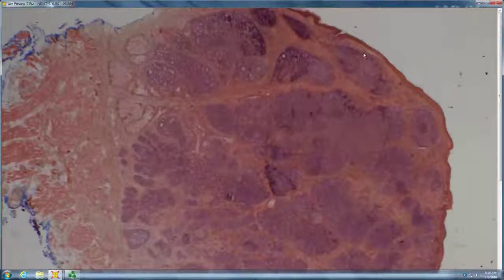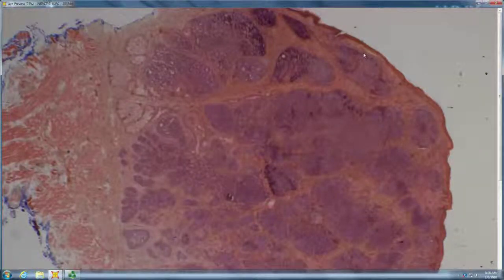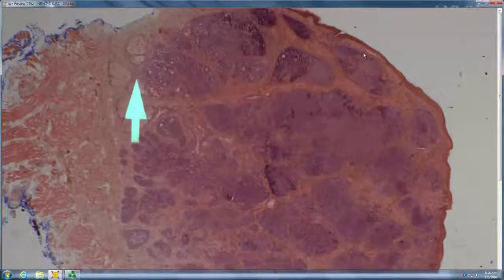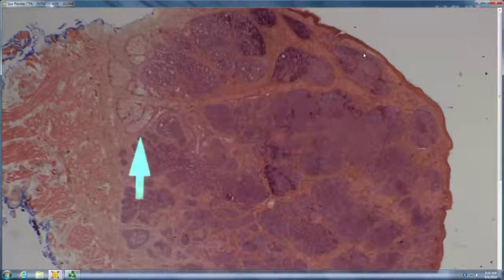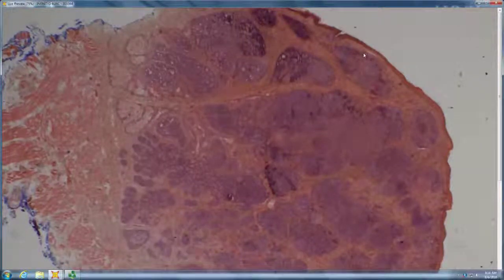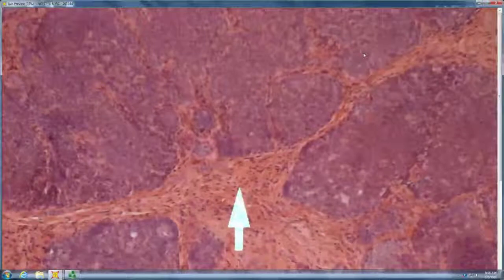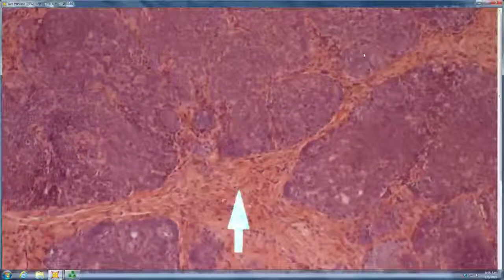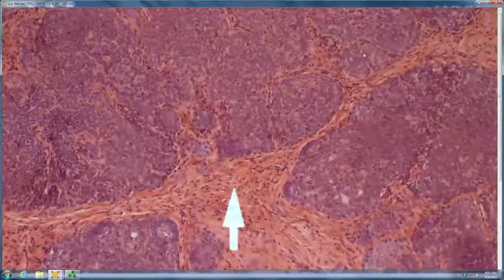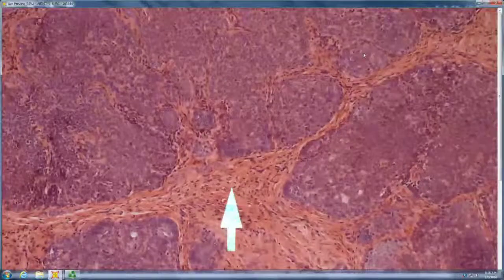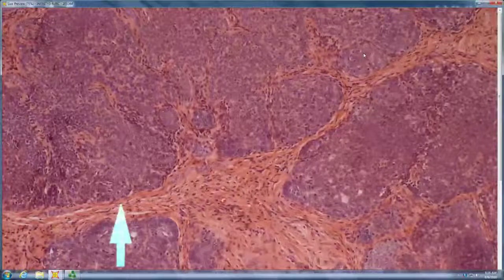See a bunch of basaloid islands. Basaloid islands, the striated muscles, so you're obviously head and neck. It has a little bit of sebaceous differentiation too, but most of it is basaloid islands. Describe the stroma. It's like a reddish pink. Red, ropey collagen, lots of fibroblasts, concentric clefts within the stroma.